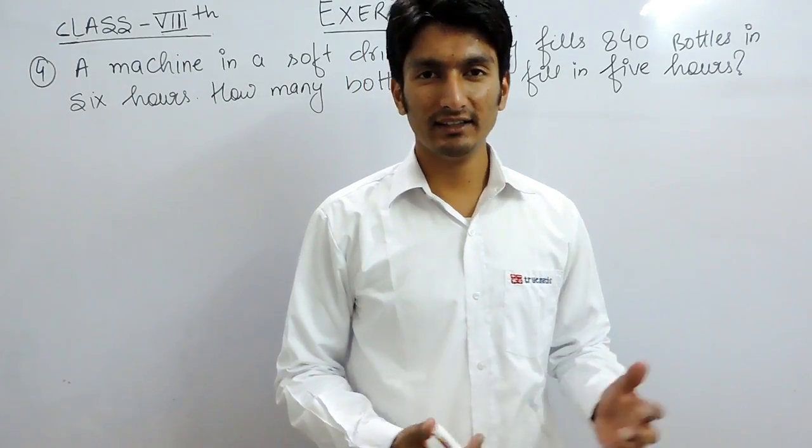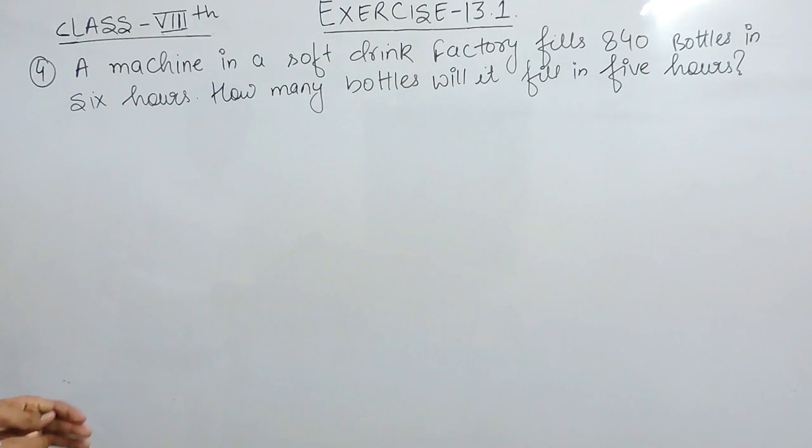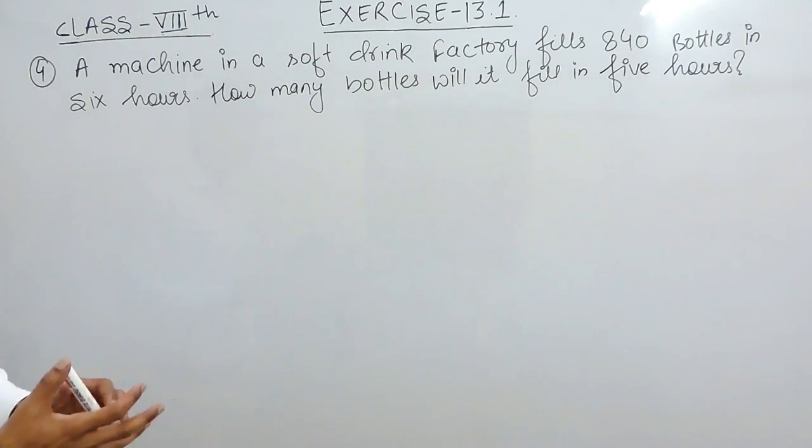Hello everyone, in this video we are going to solve question number 4 of exercise 13.1. In this question it is given that a machine in a soft drink factory fills 840 bottles in 6 hours. You have to find how many bottles it will fill in 5 hours.